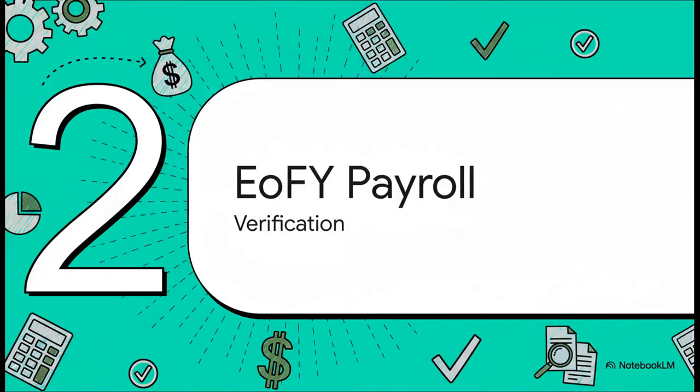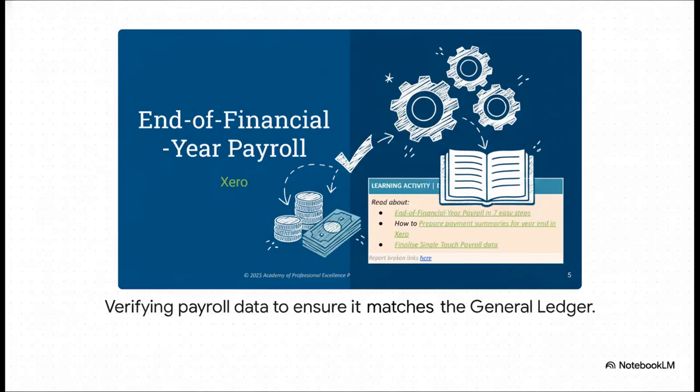Let's dig a bit deeper into that payroll component. Getting the end of financial year payroll correct is an absolutely critical part of compliance, and it all comes down to accuracy. The very first task here is to verify your data. To put it simply, you have to be 100% certain that the figures in your payroll system line up perfectly with the numbers in your company's main accounting record, which is the general ledger.